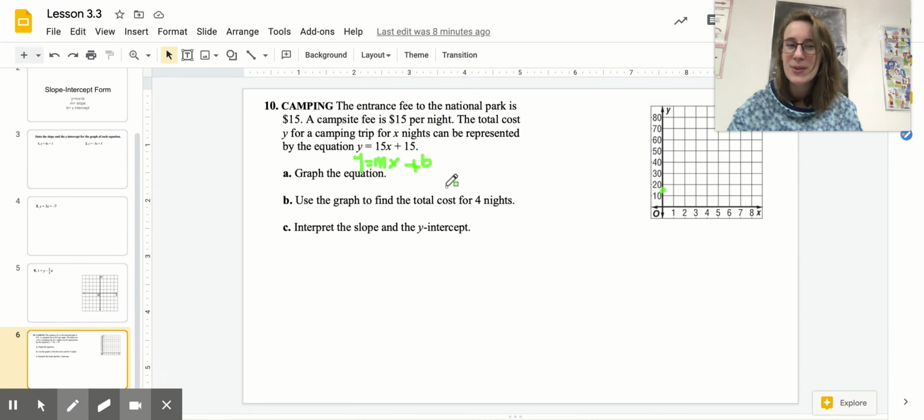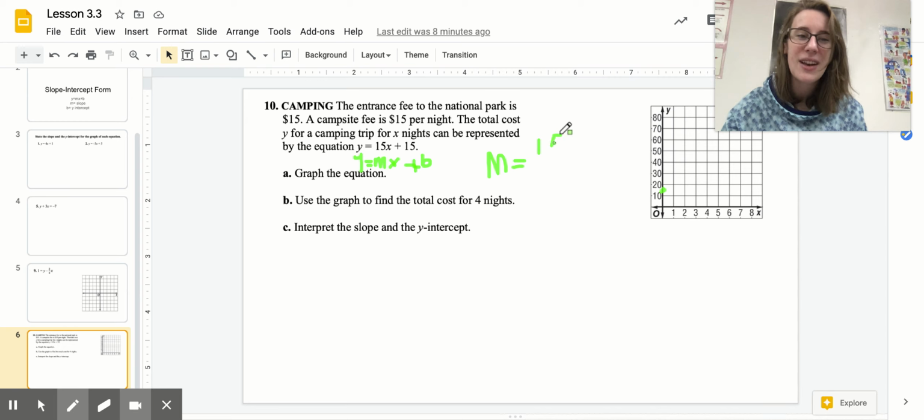Then I want to know, what's my slope? Well, the slope is the one in front of the x, and our slope in this case is 15. Now this one doesn't even have a denominator, but if there's no denominator, you can always just put it over 1. Because it's positive, I know I'm rising and not falling. And that is our rise over our run. So I'm rising 15, running 1.